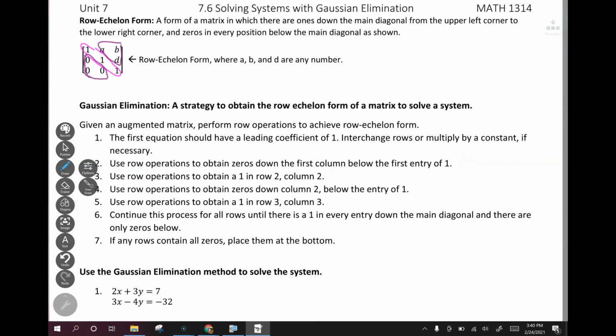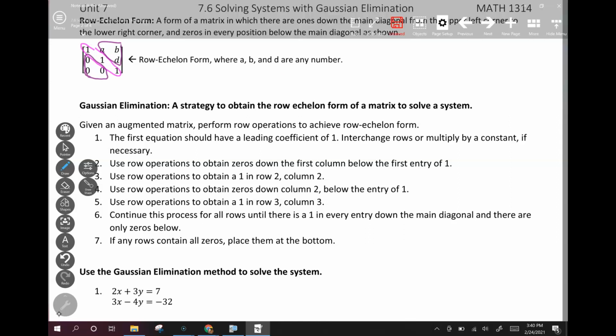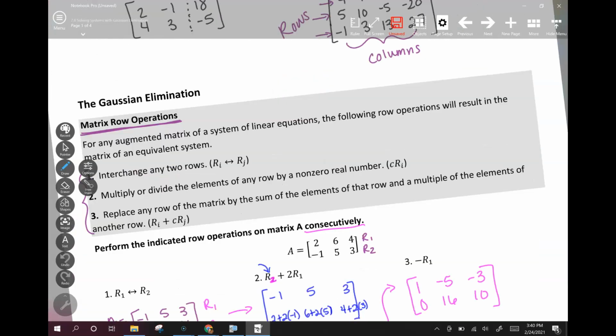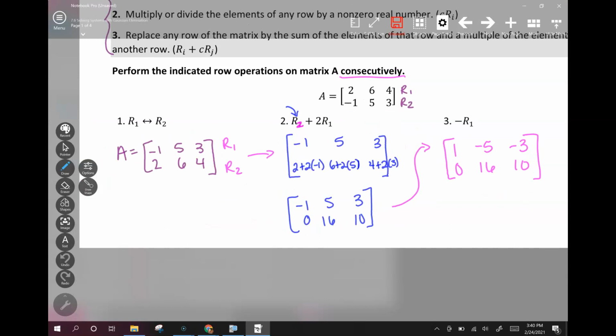And so for Gaussian elimination, a strategy to solve systems of equations, you're trying to get your matrix into row echelon form. You're trying to get your matrix to look like this, where you've got 1s down the main diagonal. You're going to use those 3 row operations that we just learned to get it that way. So if you actually look at the 3 row operations that we just did, you see that I was actually working towards that.